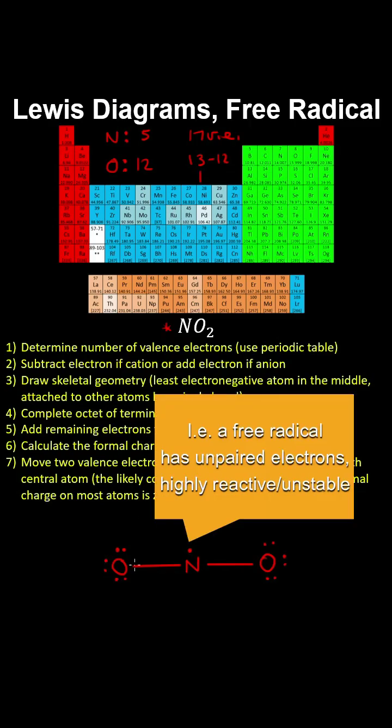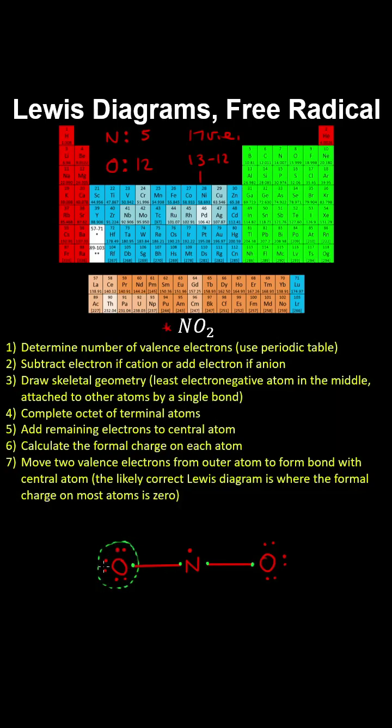And now we calculate the formal charge. So what we do is just subtract the number of assigned electrons from the number of valence electrons. So oxygen has 6 valence electrons, and nitrogen has 5 valence electrons.